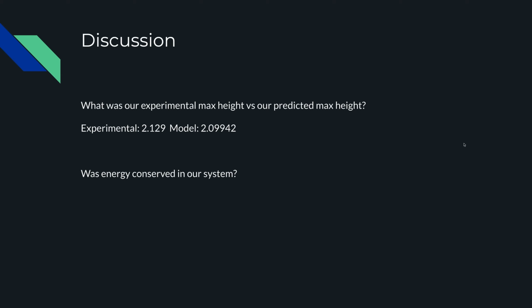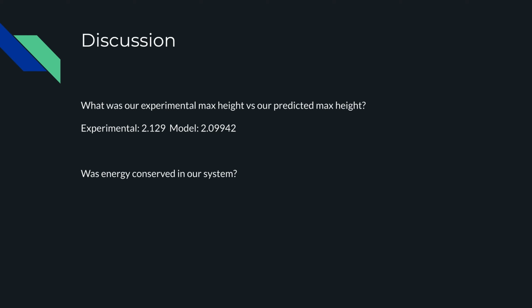In our discussion, we compared our experimental max height versus our predicted max height. Our experimental max height was 2.129 meters, and our predicted max height was 2.09942 meters. As you can see, these results are very close, so it shows that our predicted model is performing exactly how we expected it to, with just slight differences due to human error and air resistance and things like that.